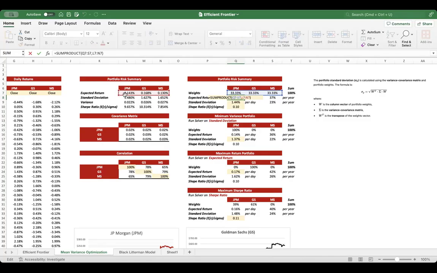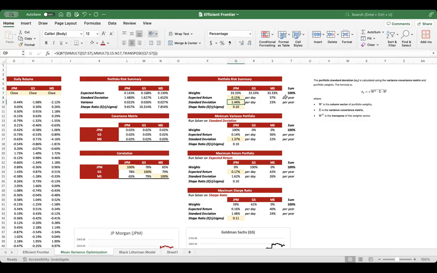Here I have my individual returns. To arrive at the expected return for the portfolio, what I'm doing is multiplying W1 with R1 plus W2 with R2 plus W3 with R3. This will give me my mean return of the portfolio. But this return is a daily return, right? This is the daily return of my portfolio.